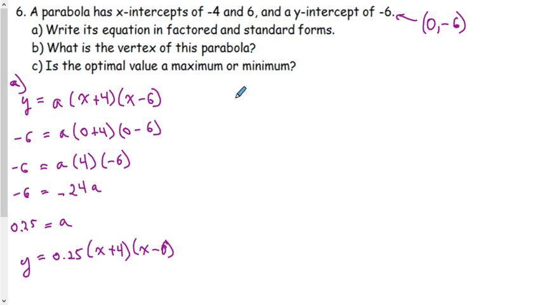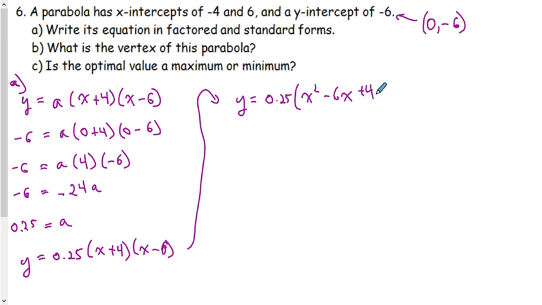So I'll keep my pen color the same. I'm going to go up here. And we can actually just multiply through the brackets to turn this into standard form. So let's do that. I'm going to leave my 0.25 out front. I'm going to multiply through the brackets. X times x is x squared. X times negative 6 is negative 6x. 4 times x is 4x. And 4 times negative 6 is negative 24.